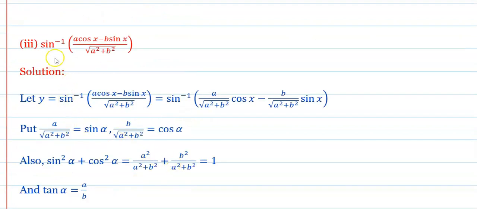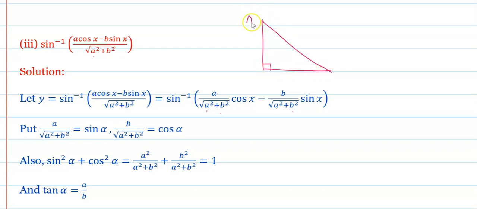Now the next problem is the derivative of sin inverse of (a cos x minus b sin x) upon under root of a square plus b square. Similarly here, a upon under root of a square plus b square into cos x minus b upon under root of a square plus b square into sin x. That means again we should get a sin function. Okay. Now the right angle triangle.